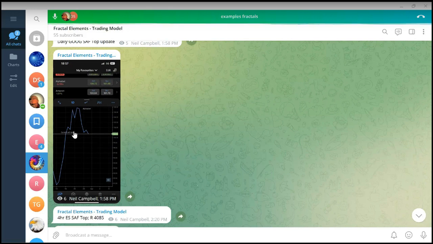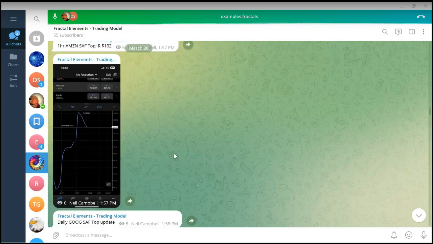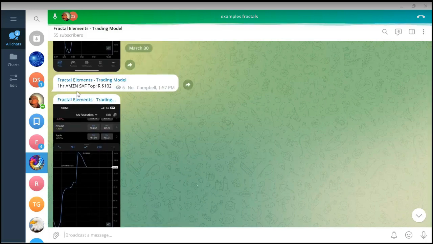So again, you can apply the fractals on silver, gold, stocks, options. There's another fractal too. I think we've seen this before in our earlier discussion. This is on Amazon.